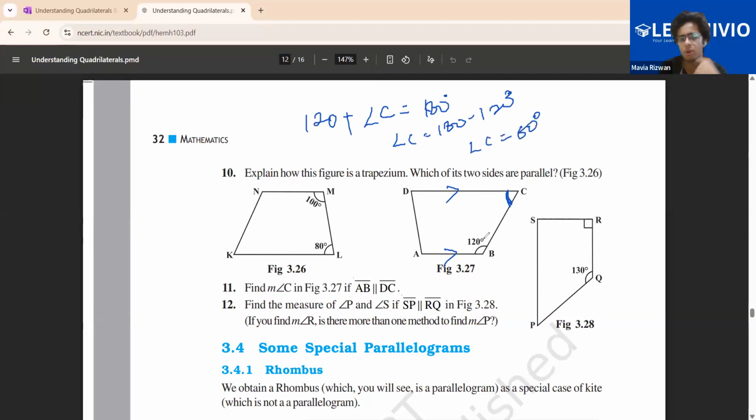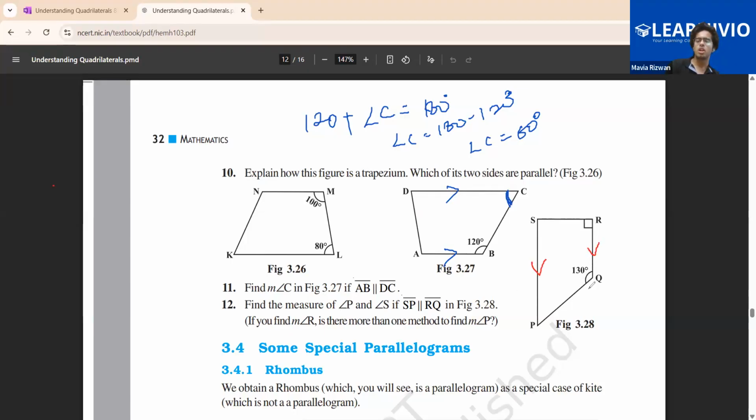Is this clear to all of you? Yes, sir. Manisha and Abu Bakar, is this clear? Yes. Okay, now the last one. I'm writing this one in red. They are saying find the measure of angle P and S if SP is parallel to QR.